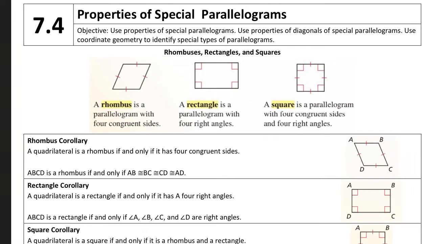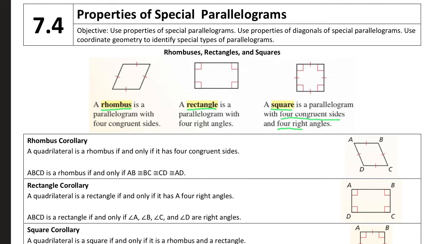Okay, so lesson 7.4. In this lesson, we are going to move from specifically parallelograms to more specific types of parallelograms, and there are three. One of them is a rhombus, and a rhombus is a parallelogram where all four sides are congruent. A rectangle is a parallelogram where all four angles are right angles. And a square is essentially a combination of a rhombus and a rectangle. It has four congruent sides and four right angles.